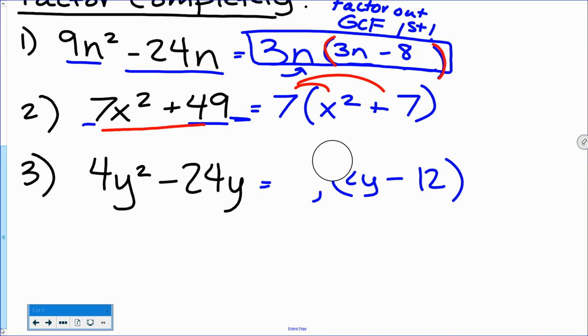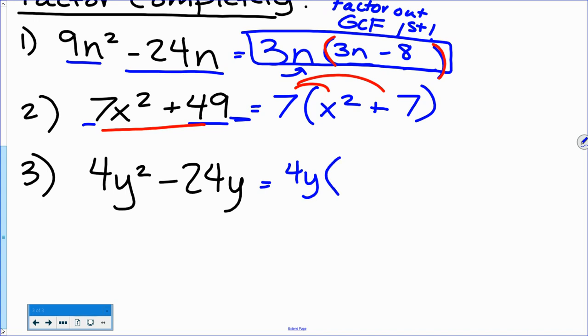All right, so I'll quick change this. So that would be a 4y, and then I would have y minus 6. So always double check, even within your parentheses here, were there any other greatest common factors? Before I had 2y minus 12, and so 2 would have went into both of those. So that was a clue that I did not have something done correctly. Okay?